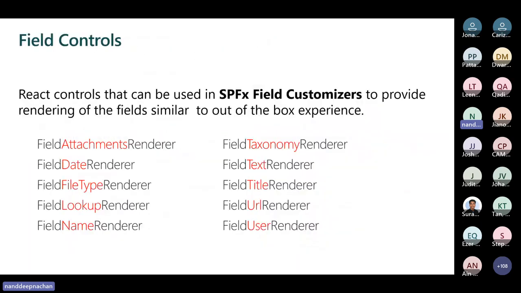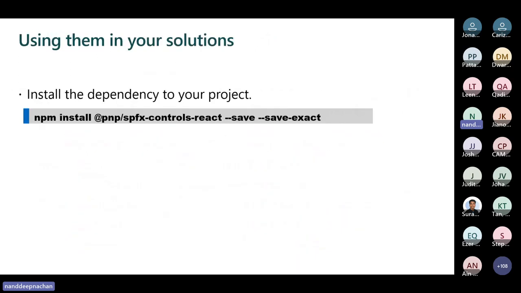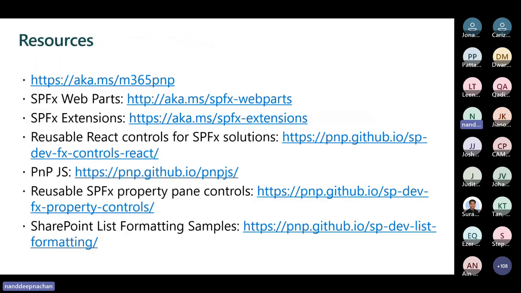All right, so again, there are various field controls available, and you can start using those as well. You can just install this dependency into your project, and that's it. So these are a few of the resources that you can start using today to develop your web parts and extensions. But the main link here is aka.ms/m365pnp. So go ahead, start exploring the repositories available under PnP, and then start using those web part extensions as well as the React controls that we have got.